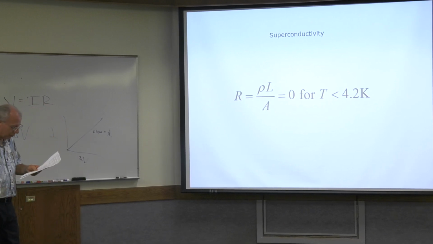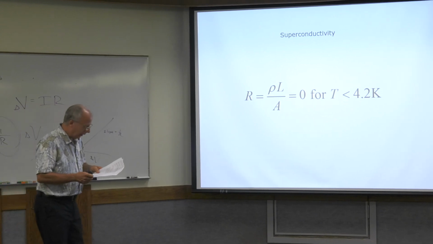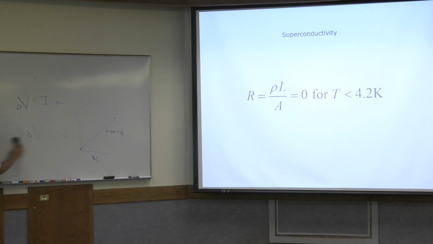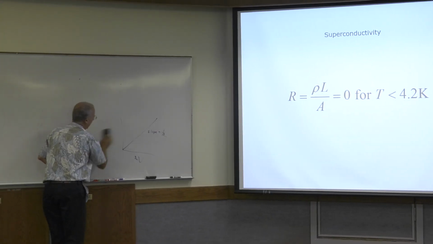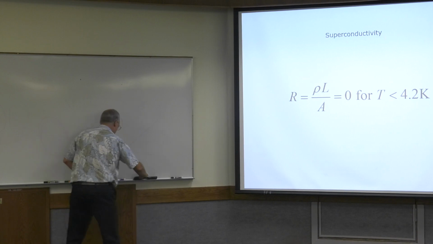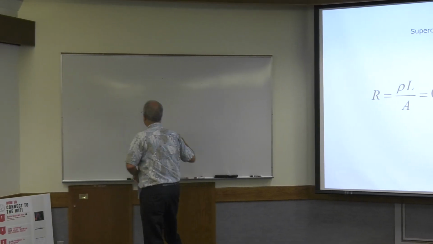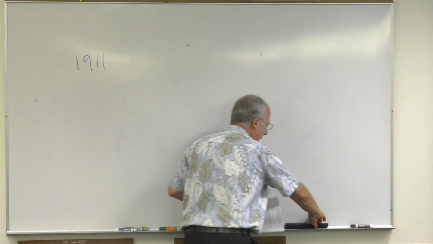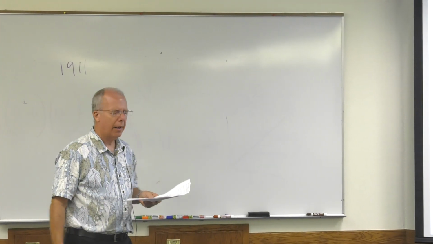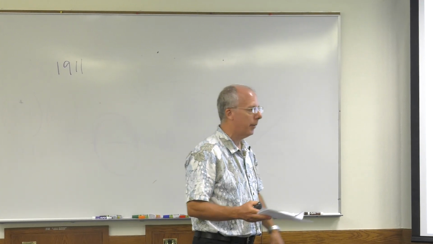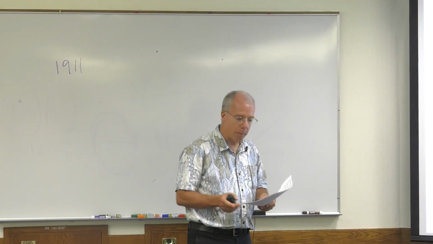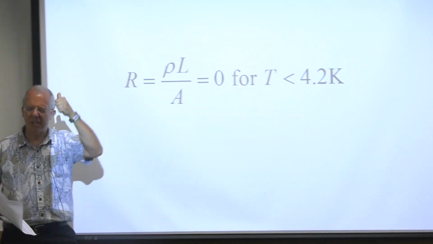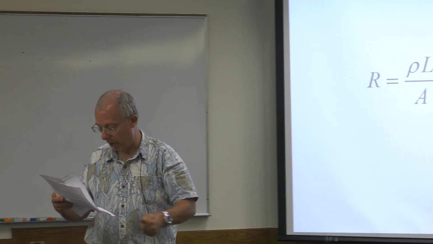Now let's talk about something called superconductivity. This is kind of cool. I'm going to write down some dates just so you appreciate this. I'll never ask a date on a test, so don't worry about it. In 1911, there was a guy, Onnes, in Denmark, that made this incredible discovery. He discovered that for mercury, the resistivity rho is exactly equal to 0.